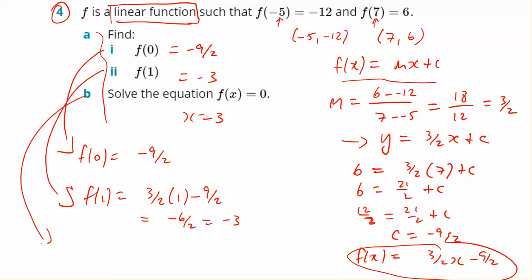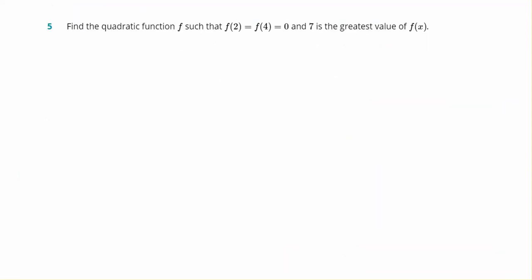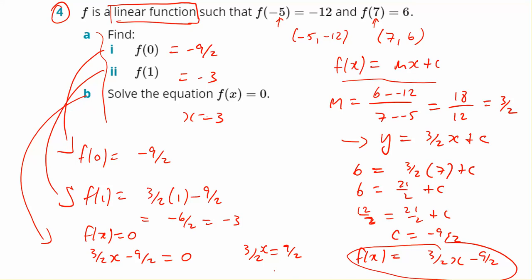For B, f of x equals 0. My f of x was 3 on 2x minus 9 over 2. Equals 0. All I'm doing is solving it. So I move the 9 over 2 to the other side: 3 over 2x equals 9 over 2. Multiply both sides by 2, so 3x equals 9. And I want to solve it. So x equals 9 divided by 3, which equals 3.